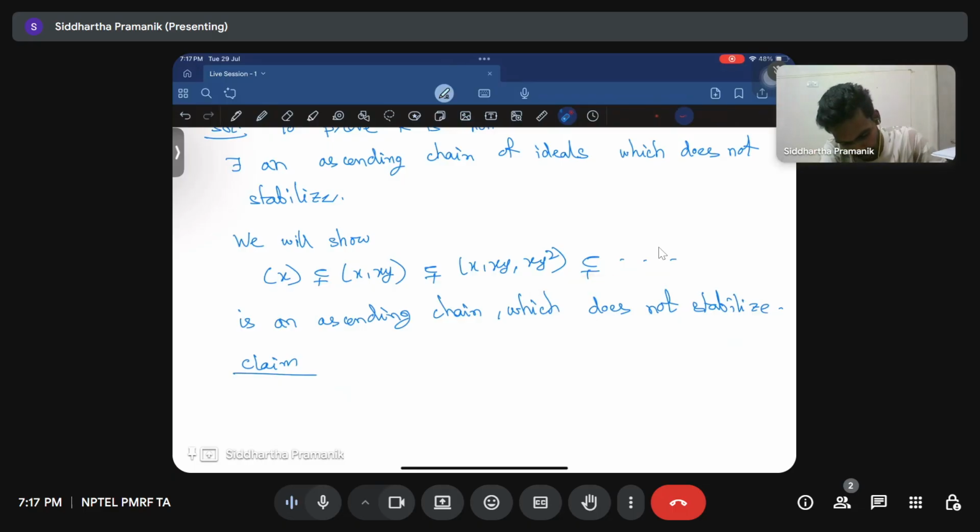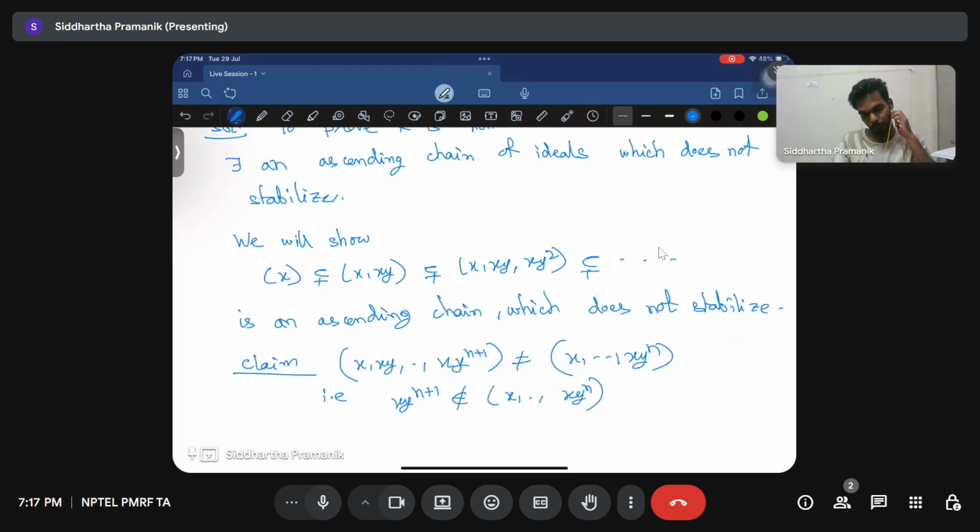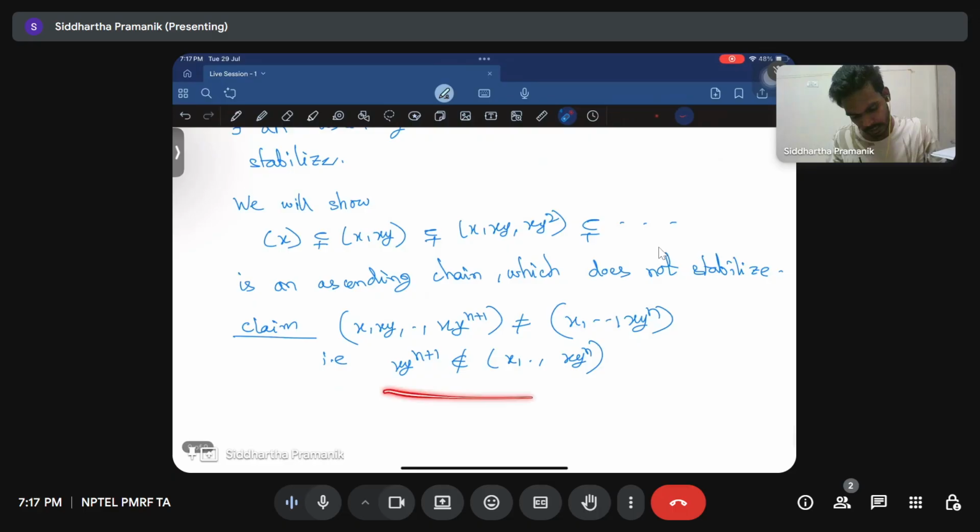We will not get equality in any place. So we will claim that these two ideals will not be equal. Claim that the ideal (x, xy, ..., xy^(n+1)) will not be equal to (x, xy, ..., xy^n), which is equivalent to xy^(n+1) not belonging to the ideal (x, xy, ..., xy^n). So we need to prove this fact, and I will prove it by contradiction.